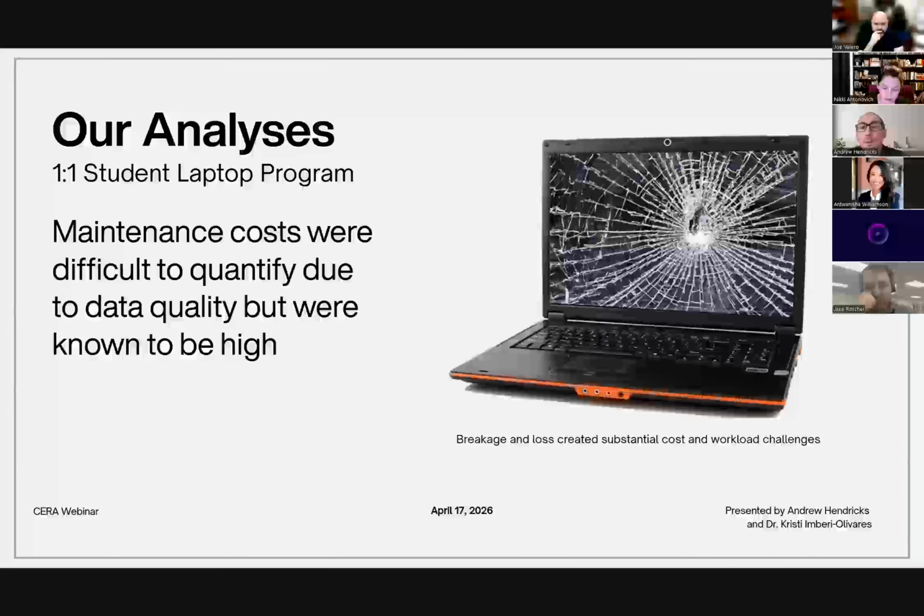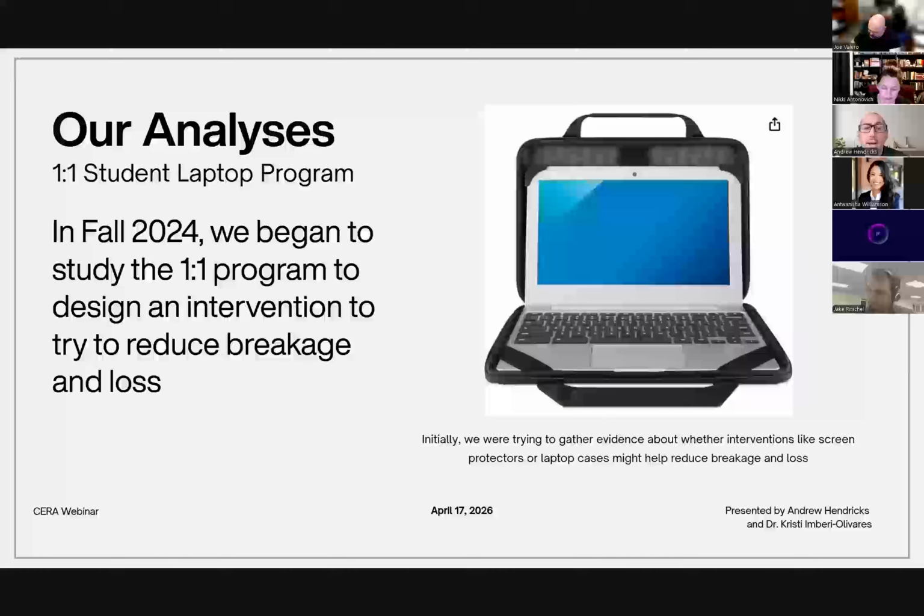However, there were a lot of maintenance issues. Breakage was high, loss was high. We were not 100% able at that time to quantify exact figures due to some data quality issues, which I'll get into. But issues were known to exist, and so we decided to explore the program a little more deeply and do an AROI analysis to understand whether there is an intervention we can introduce to reduce breakage and loss. We were thinking at that time about things like screen protectors or laptop cases, right? But we just wanted to learn more about what was happening and see if we could intervene in a positive way.